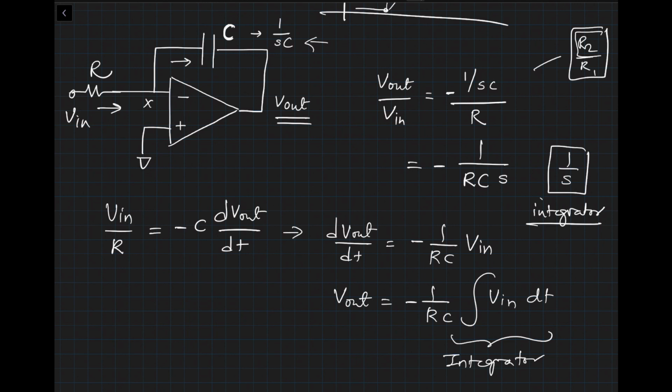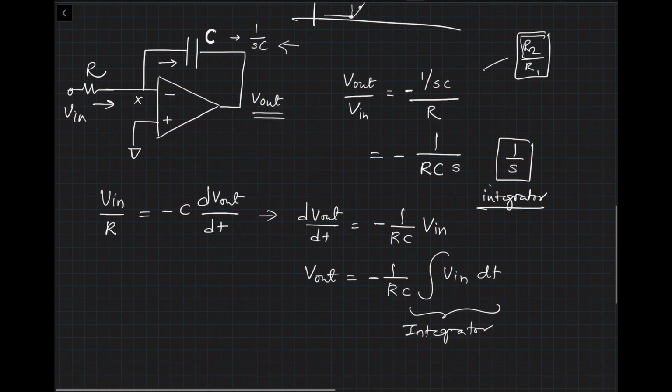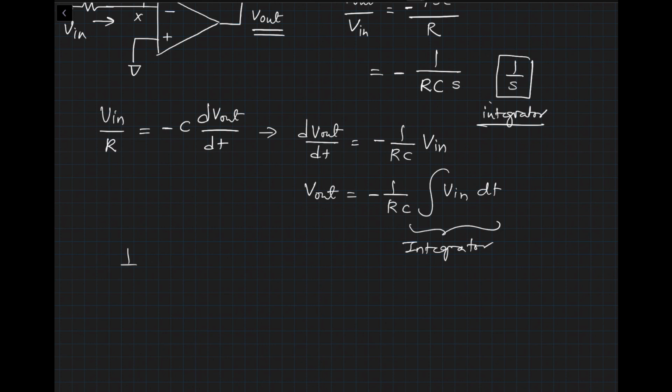Now what does the integrator really represent? 1 over S. At S equal to 0, this value goes to infinity, right? So the integrator represents a pole at S equal to 0.